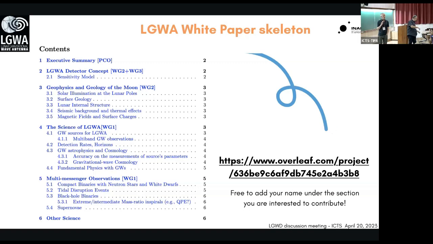Oh, there's a message in the chat window. Regolith composition at poles. Yes, should be a subtopic. Yes, this can feed into estimation of other disturbance beyond seismic noise. Yes, I agree.